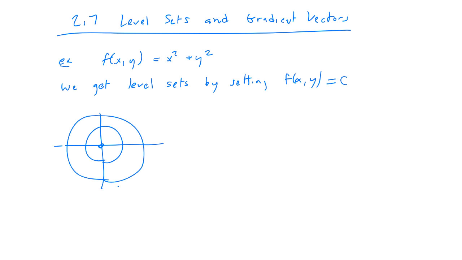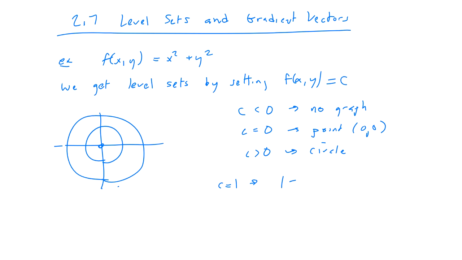My lovely circles. I have kind of three cases. If c is less than 0, I get nothing. If c is equal to 0, I just get 0, 0. And if c is more than 0, I get a circle of radius square root of c. But notice what we're doing when we get these sets is, for example, if c is equal to 1, I get still a function, but now a function that's kind of implicitly of one variable in terms of another variable.